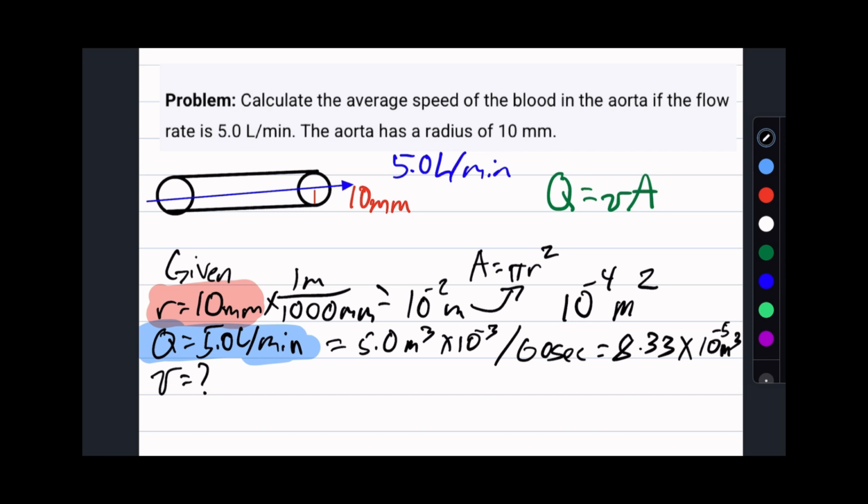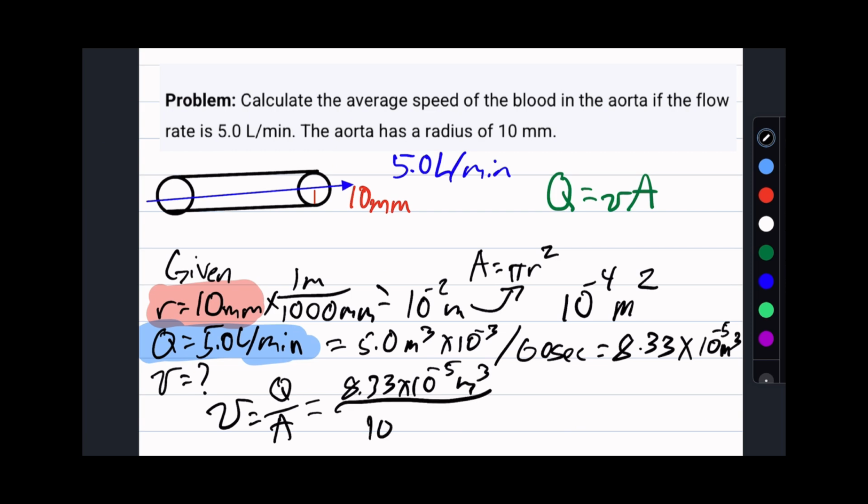And then what we can do is manipulate our equation to plug these in. So V can be equal to Q divided by A. And this is equal to 8.33 times 10 to the negative fifth meters cubed divided by 10 to the negative fourth meters squared. And this is equal to 0.27 meters per second, and this is our speed.